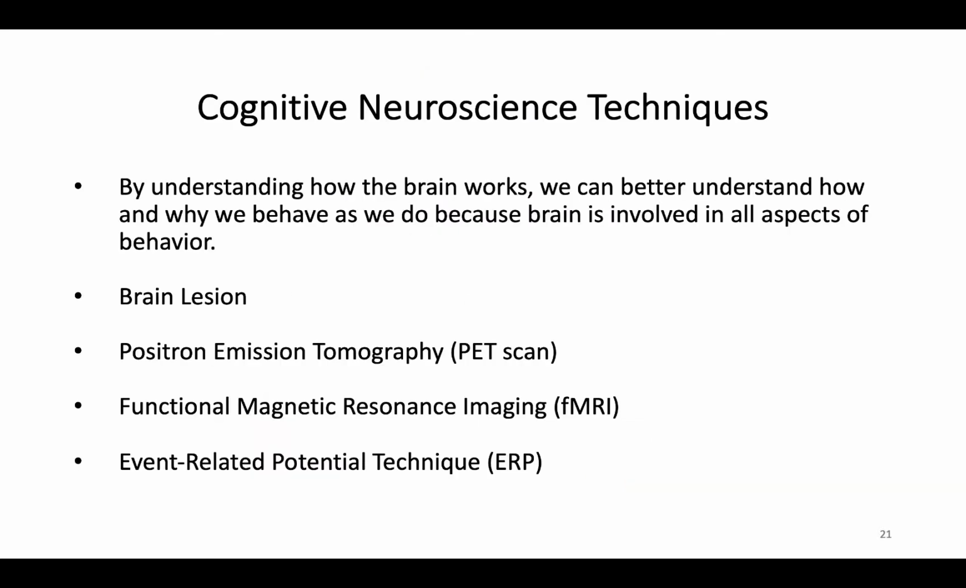By understanding how the brain works, we can better understand how and why we behave as we do, because the brain is involved in all aspects of behavior. Brain lesion, positron emission tomography, PET scan, functional magnetic resonance imaging, fMRI, event-related potential technique, ERP. Through these techniques, neuroscientists facilitate understanding of the human mind.